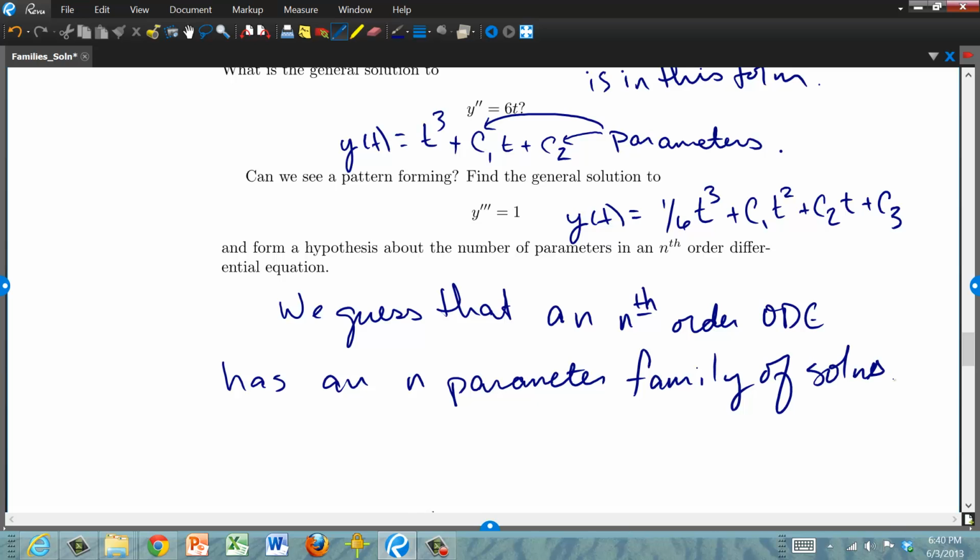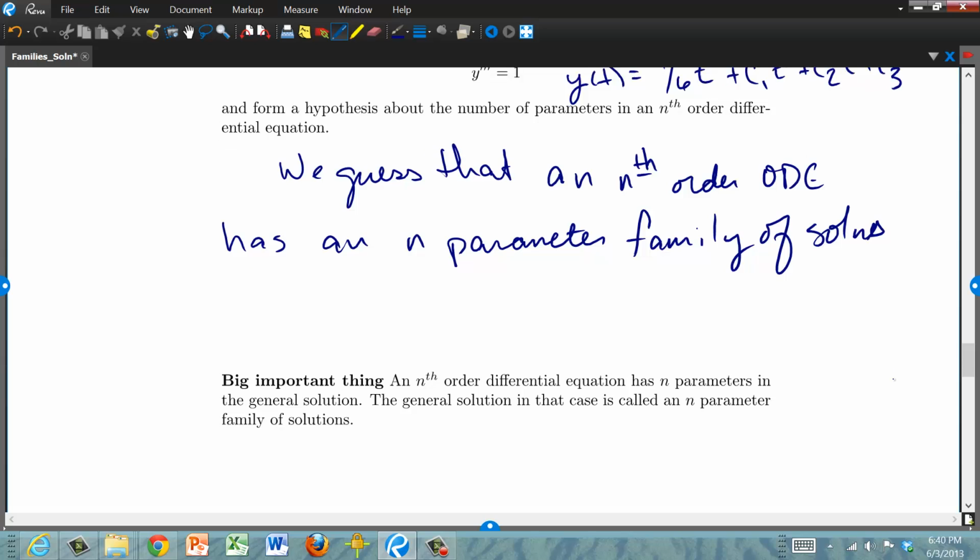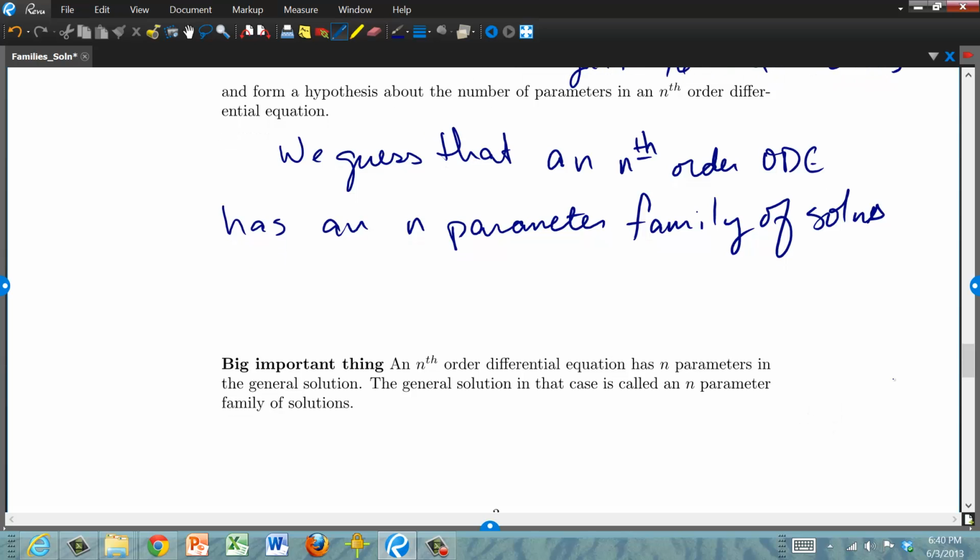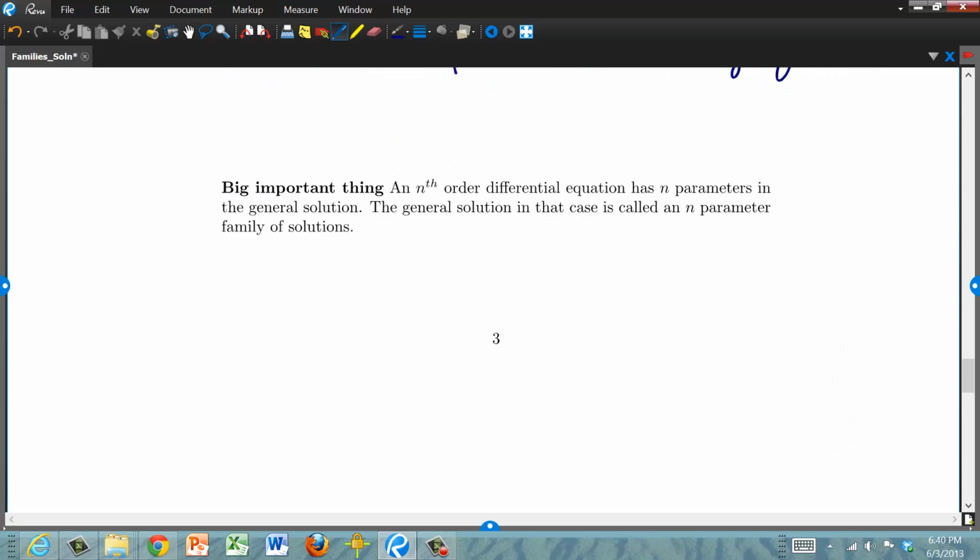Okay, and that turns out to be correct. So in the future, if you are solving a second order differential equation and you're finding the general solution, you should definitely come up with a two-parameter family of solutions. If you're solving a third order differential equation, there'd better be three parameters in your general solution. If there's not, then something's amiss.